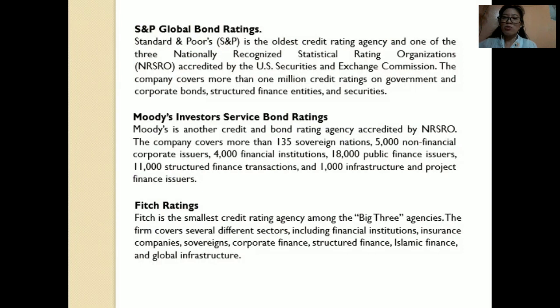rating. Standard & Poor Global Bond Rating is the oldest bond rating agency and one of the three nationally recognized statistical rating organizations accredited by the U.S. Security and Exchange Commission. The company covers more than 1 million credit ratings on government and corporate bonds, structured finance entities, and securities. The main goal of the Standard & Poor credit rating or bond rating is to assess the security's default probability.